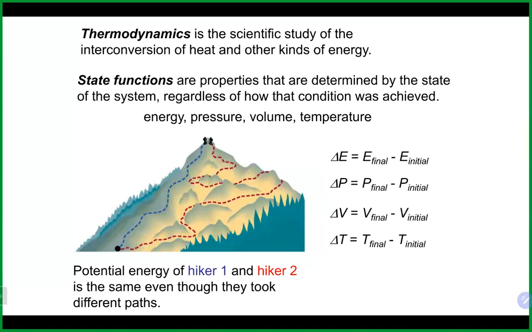So for example, we look at these two hikers here. They both started at the same location, and they both ended at the same location. The guy on the blue path took the more direct route up the mountain. The guy on the red path took the more scenic route up the mountain. But they both ended up in the same location. So in terms of their potential energy, where they started and where they ended is the same. Same positions for both of them, and that means they possess the same potential energy.